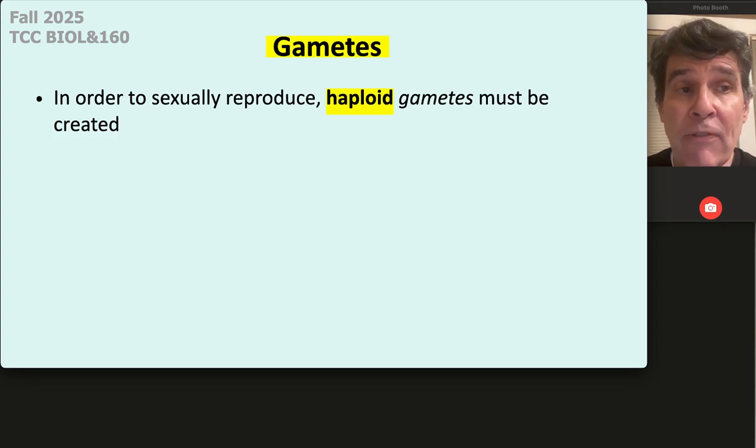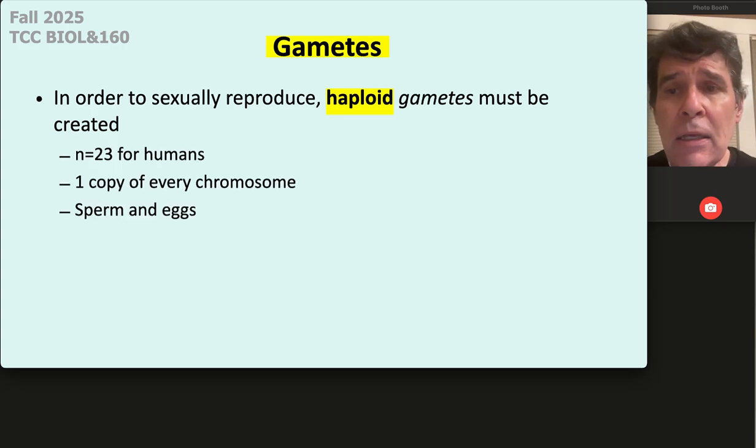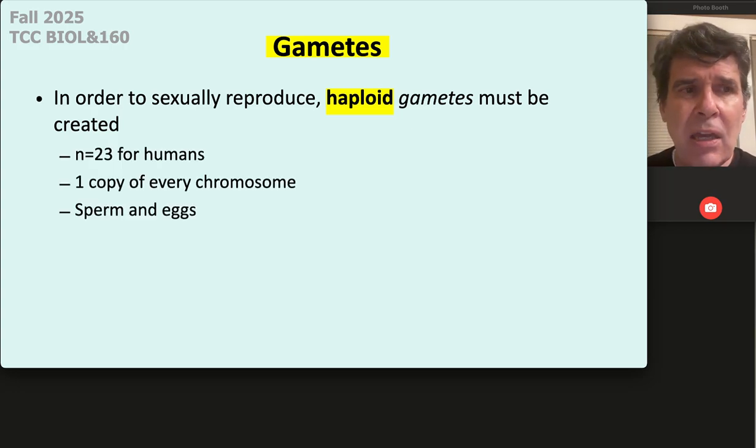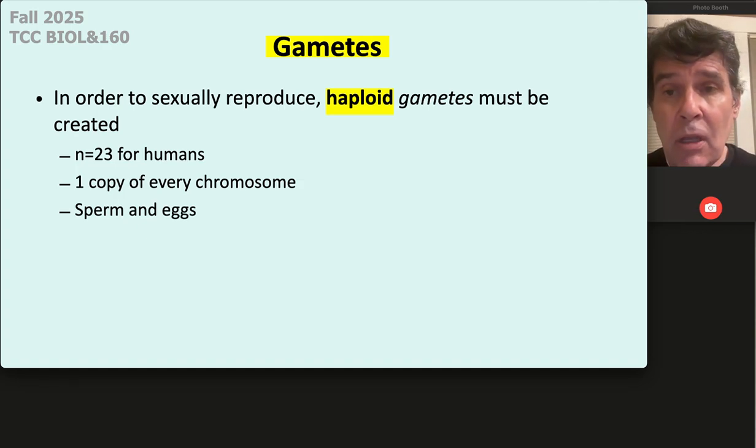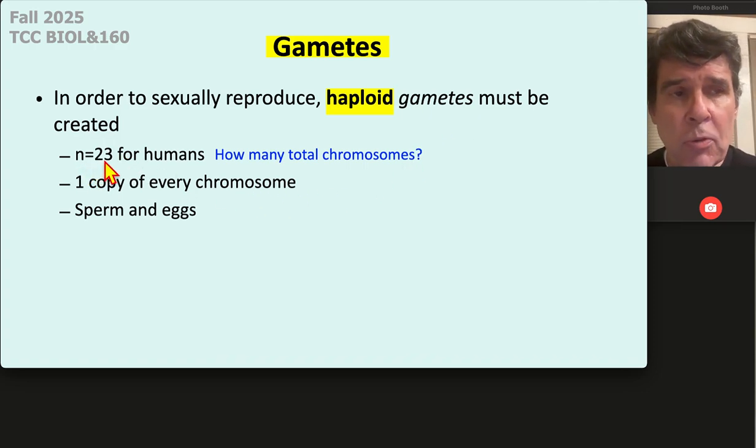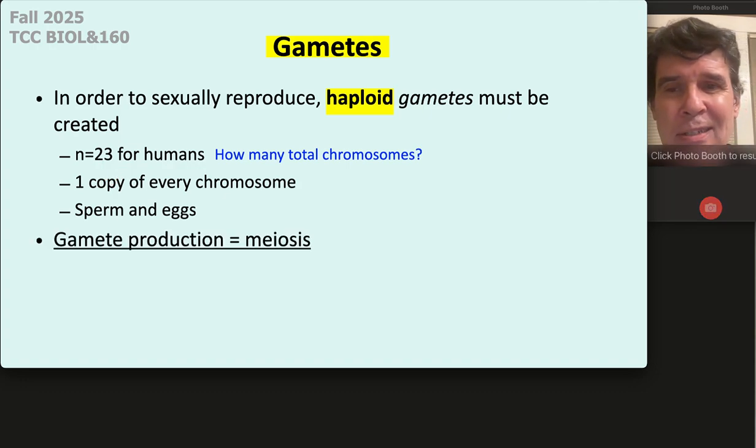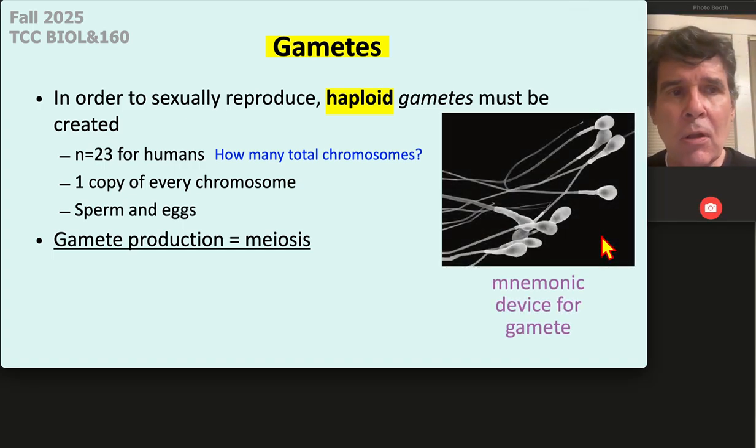In meiosis, we'll be focusing on cells called gametes, and the gametes are highly specialized cells. They often don't look like the usual round cell with a nucleus that appears in our pictures. There's only 1 copy of each chromosome. Here we see this N equals 23. How many total chromosomes would that be? That's right, 23.